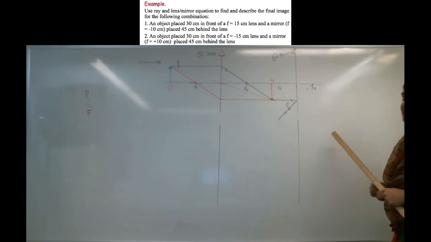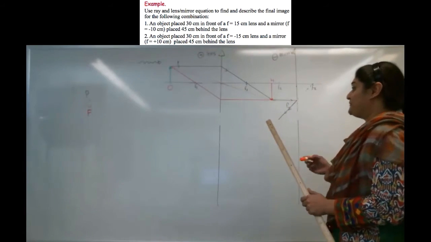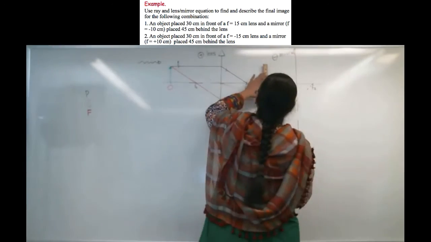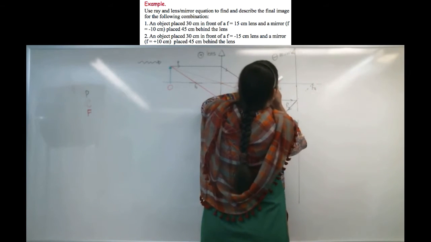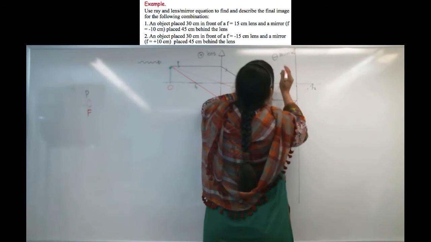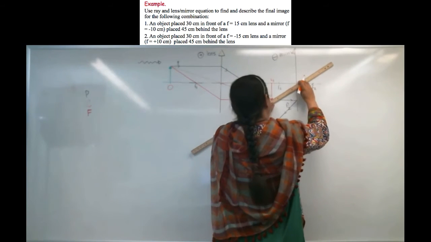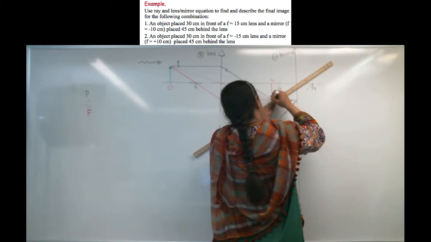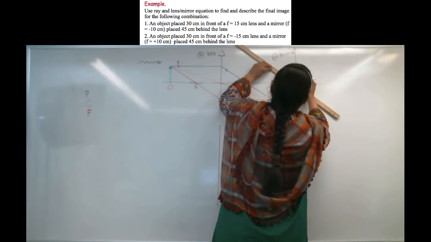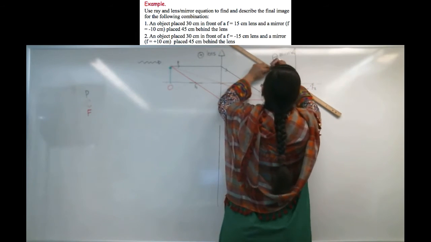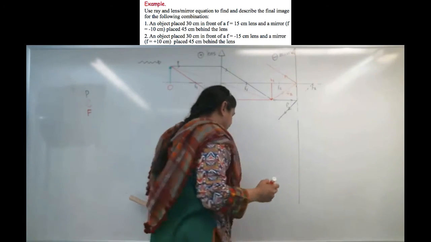The next ray is going to be my chief ray. In order to calculate my chief ray, since it's a mirror, it's going to be reflected back, so it's about 10 centimeters here. It goes in towards that. From here it hits here, then it hits here, and then it goes here. So this will be my C2.